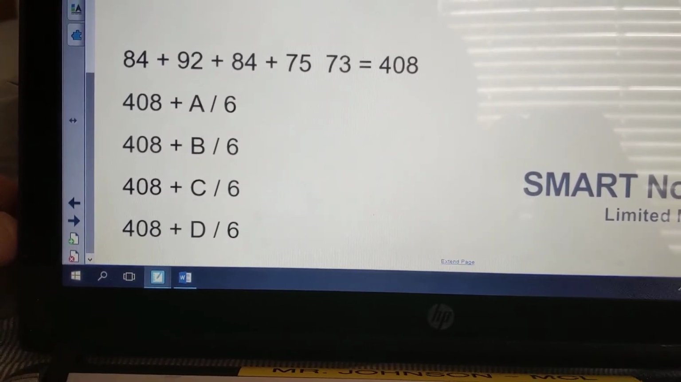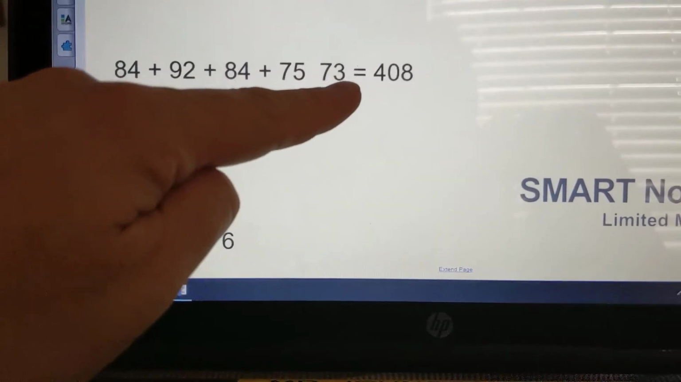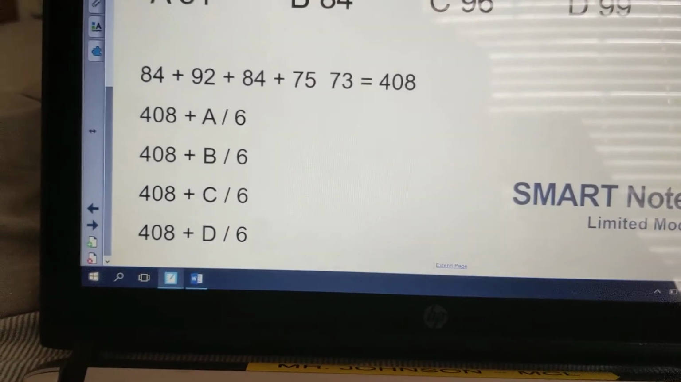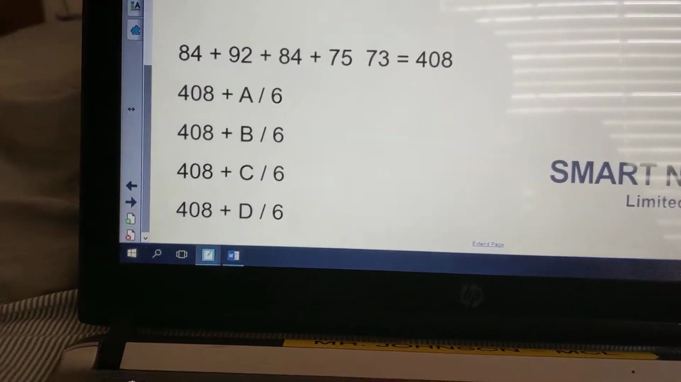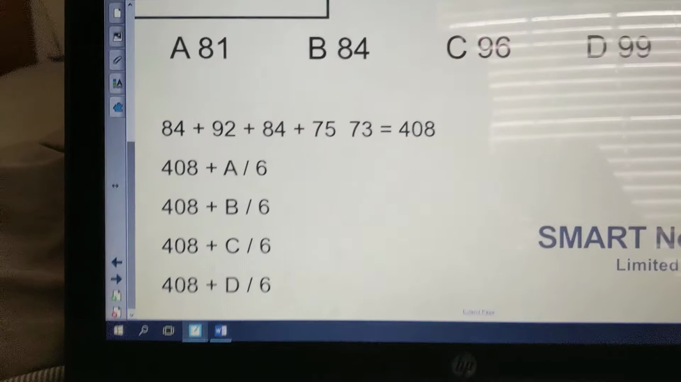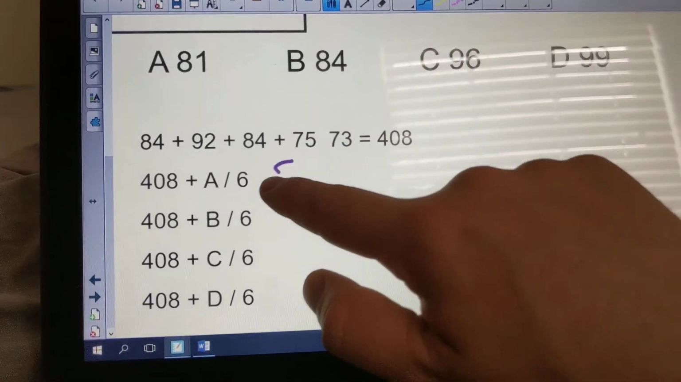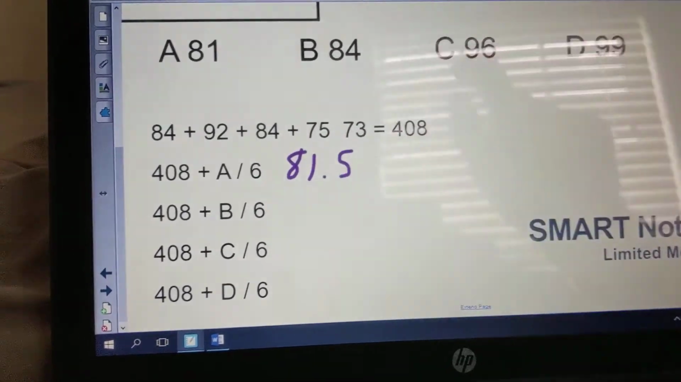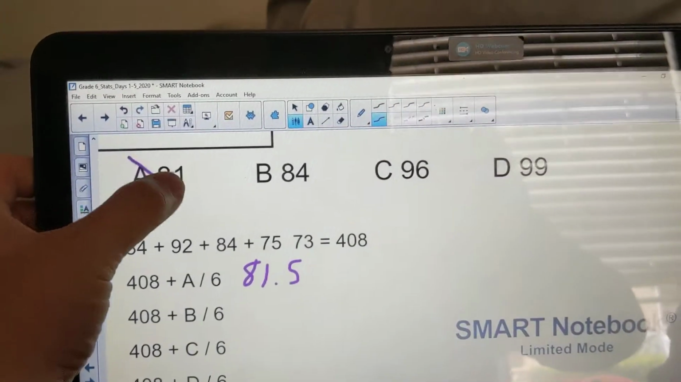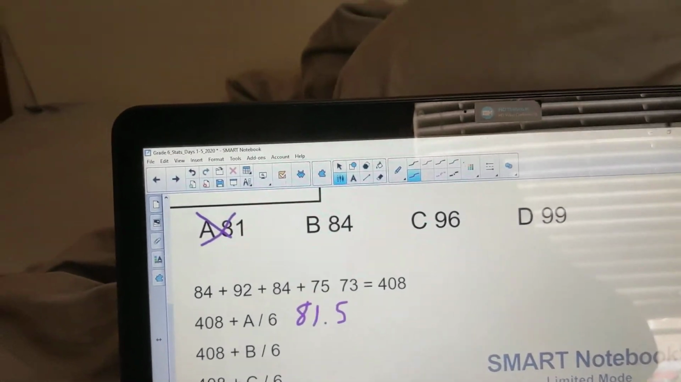So what we're going to do is take the 408, which was her original points, add it to answer choice A. So 408 plus 81, and then divide that by 6. So if she gets an 81 on her next test, her overall average will be an 81.5, which is still too low. So 81 on her next test isn't going to help her reach the average she wants.